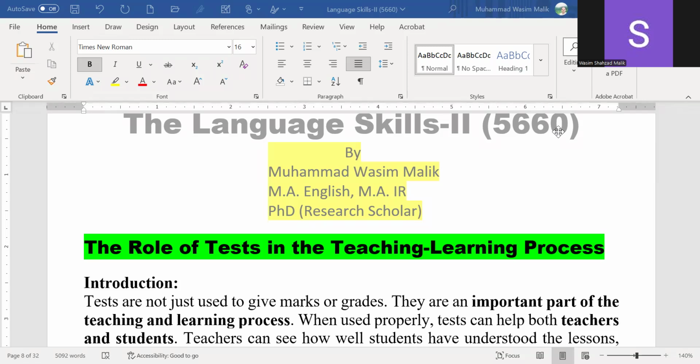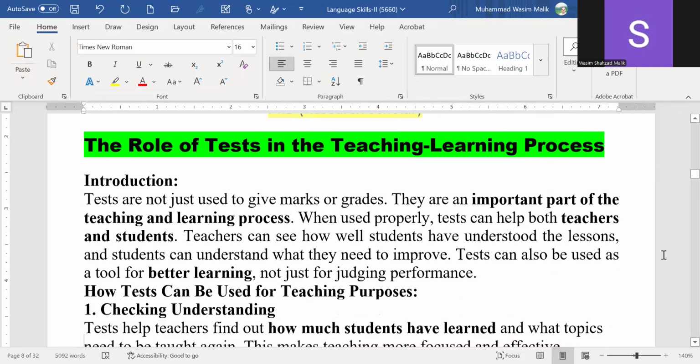आज के इस लेक्चर में जो कि हमारा द लैंग्वेज स्किल्स 25660 डिप्लोमा टैफल के पेपर के बारे में है। हम एक इम्पॉर्टेंट टॉपिक डिस्कस करेंगे, दैट इज द रोल ऑफ टेस्ट्स इन द टीचिंग लर्निंग प्रोसेस। सो स्टूडेंट, लेट्स बिगिन with the introduction.